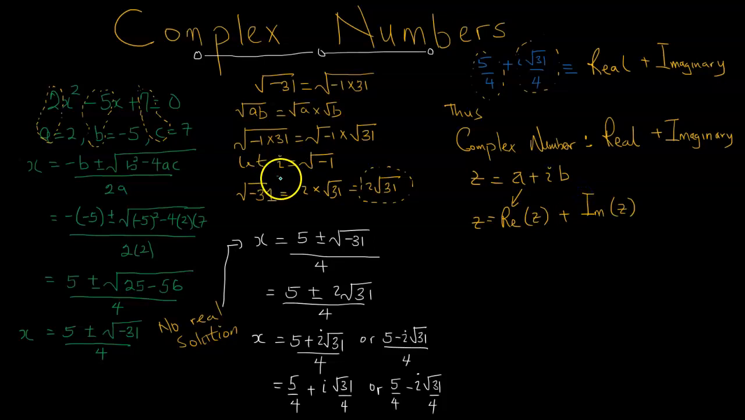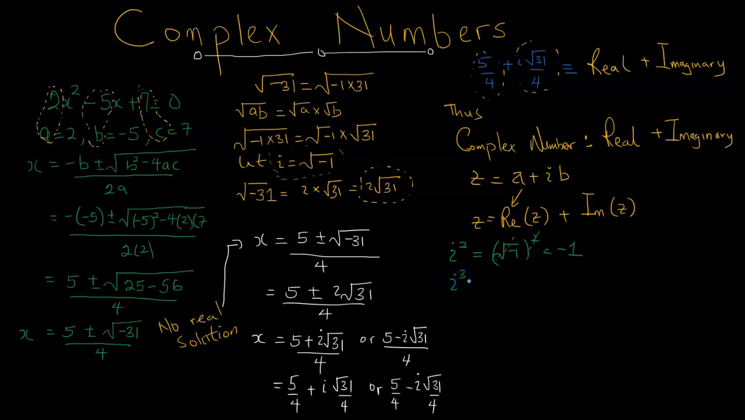We can rely on this definition, the fact that i is equal to the square root of negative 1, to obtain higher powers of i. For example, i squared. Since i equals the square root of negative 1, i squared is just squaring the square root of negative 1, and we know that squaring nullifies the square root, so we can see that i squared is negative 1.